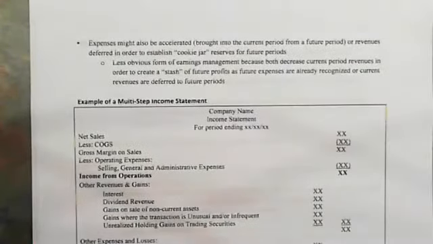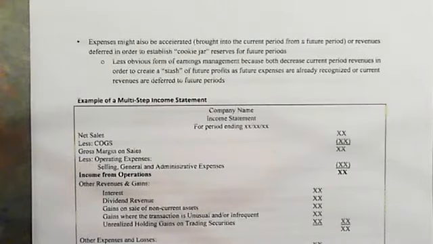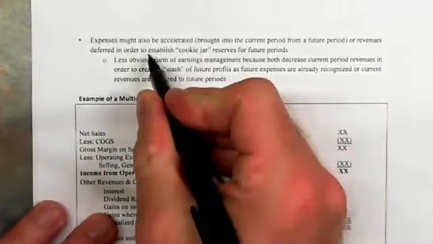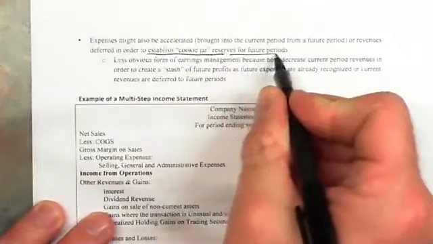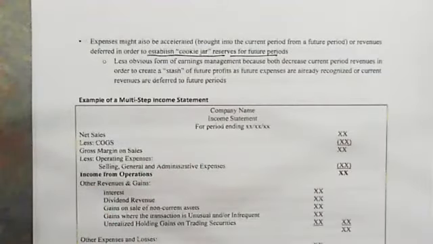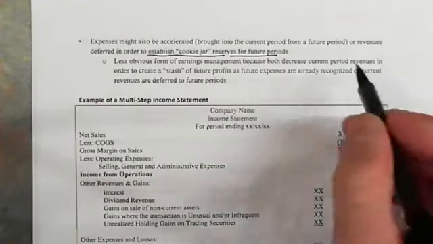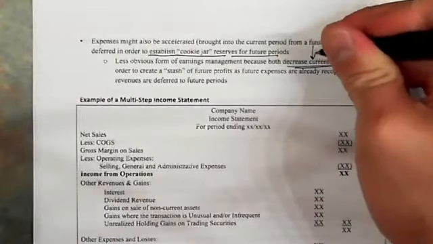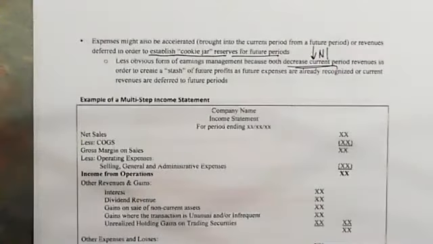Now, a type of earnings management that's not as often thought of by students is that we could be accelerating expenses, that is bringing future expenses into the current period, or deferring revenues. And this is the idea of establishing a cookie jar of reserves for future periods. Like I said, this is a less obvious form of earnings management because they are both decreasing current period income. We are accelerating expenses into this period or deferring revenues. But the reason why a manager would do this is that you're creating a stash of future profits, right?